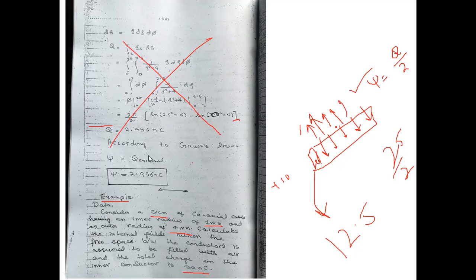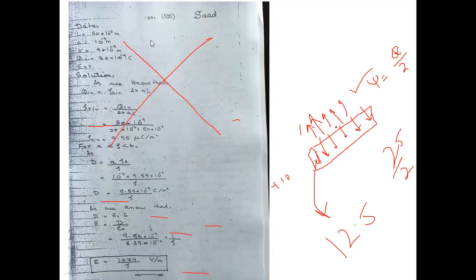Now the data is: L is 50, the inner conductor radius a is 10 raised to the power minus 3, b is the outer conductor radius, 4 into 10 raised to the power minus 3, and Qn, the charge on the outer surface of the inner conductor, is 30 nanocoulomb.